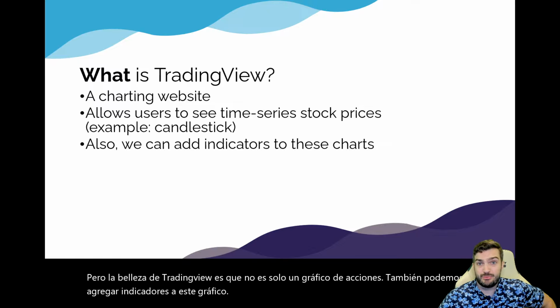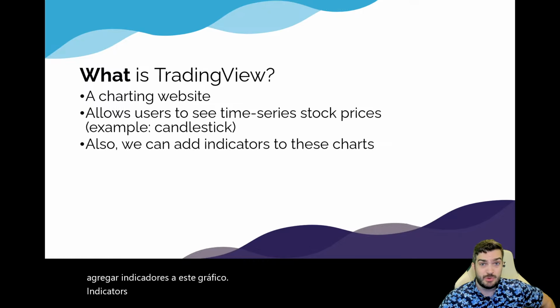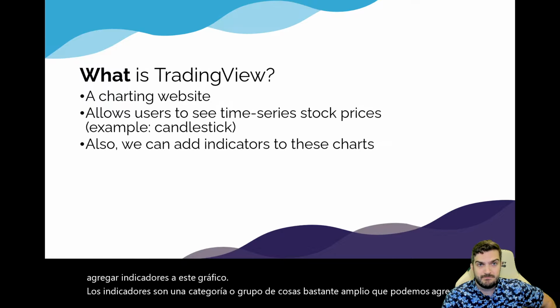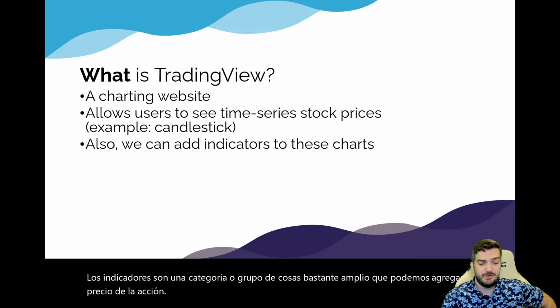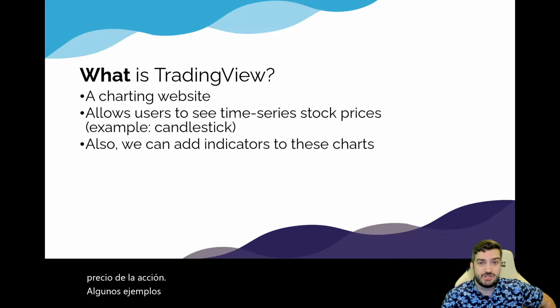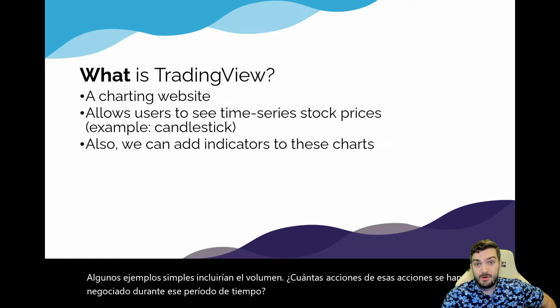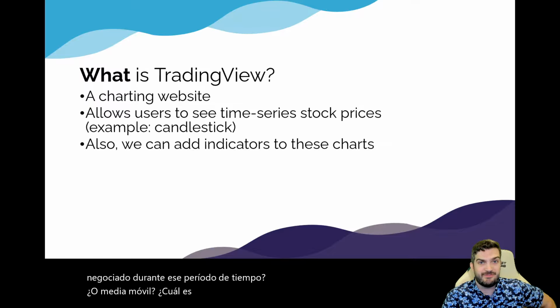Indicators is a fairly broad category or group of things that we can add on to the price of the stock. Some simple examples would include volume, how many shares of that stock have been traded over that period of time, or moving average. What is the average price over the past 5 periods?